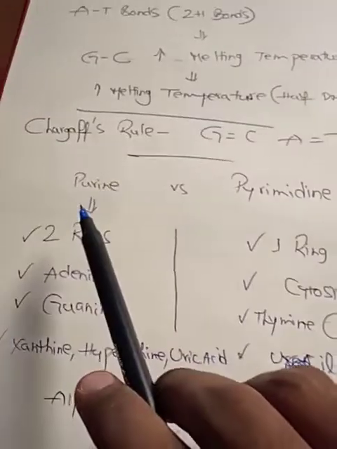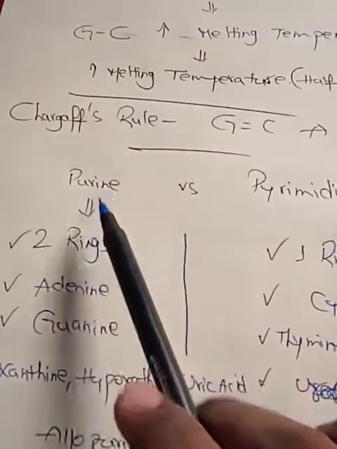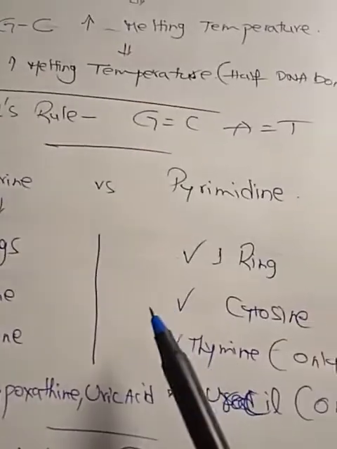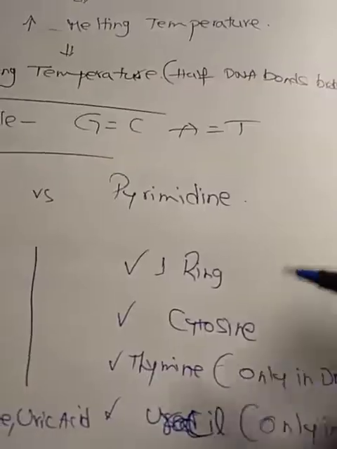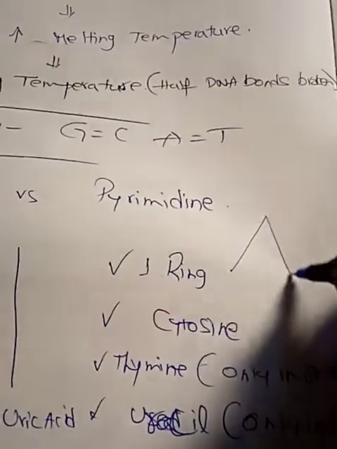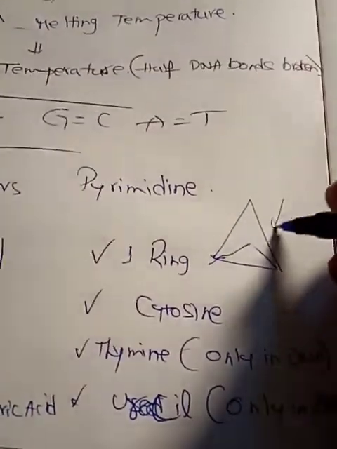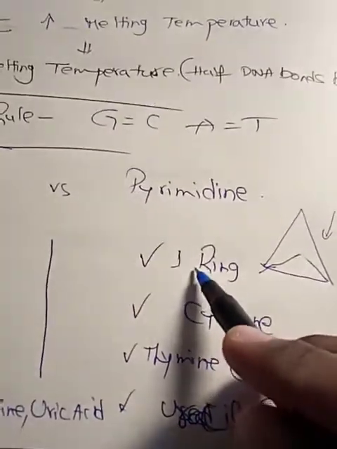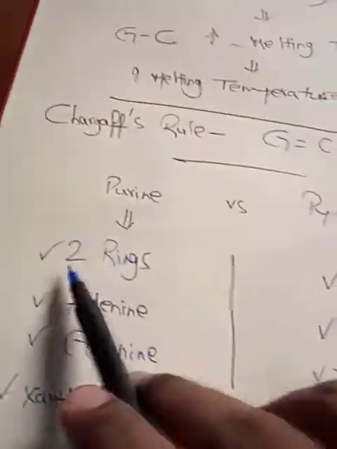Then purine versus pyrimidine. Remember, purine has 2 rings. Pyrimidine has 1 ring. See, easy to remember. Pyramid, how will the pyramid be? Pyramid is only 1. Right? So, pyrimidine is 1 ring. Purine is 2 rings.